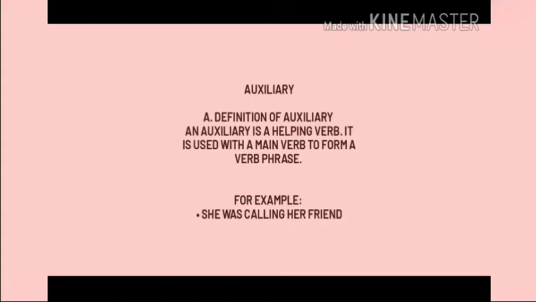Present tense of auxiliary verb be: am, is, are. Past tense of auxiliary verb be: was, were. Present tense of auxiliary verb do: do, does. Past tense of auxiliary verb do: did. Present tense of auxiliary verb have: have, has. Past tense of auxiliary verb have: had.